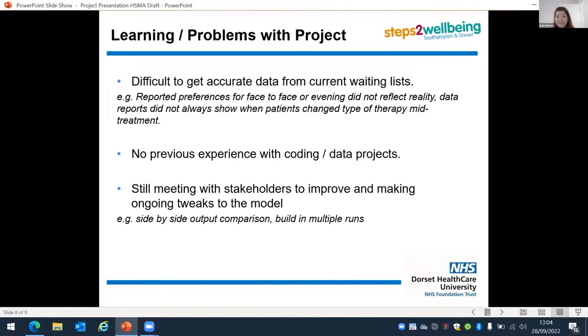I don't work in data, so this is not, you know, my area. So it's been a really big learning curve, and we're still learning stuff at the moment. And we are still meeting with stakeholders.